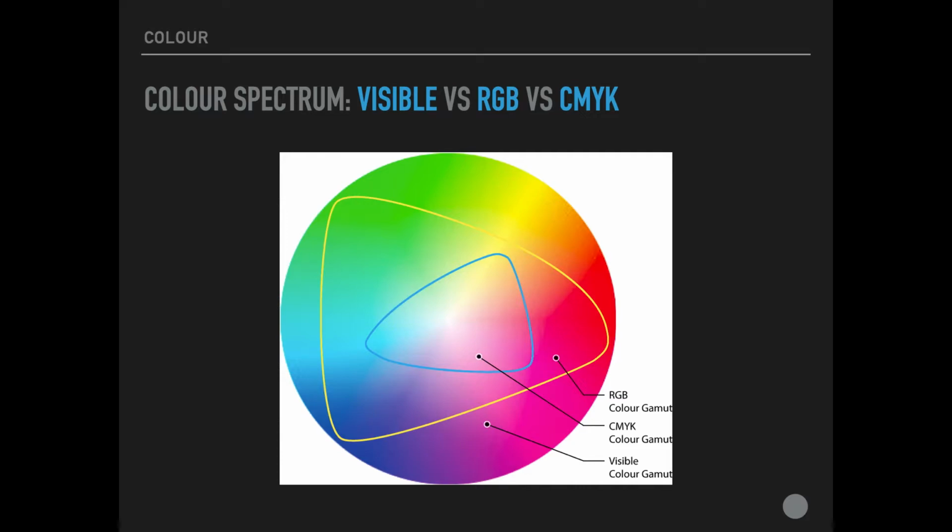yellows. However, the poor blue triangle is our CMYK gamut. So much lighter tones, a lot less vibrant, and you can see that each point of that triangle are the extremes. So it's your cyan, yellow, and magenta.